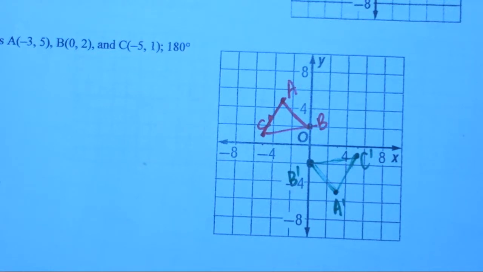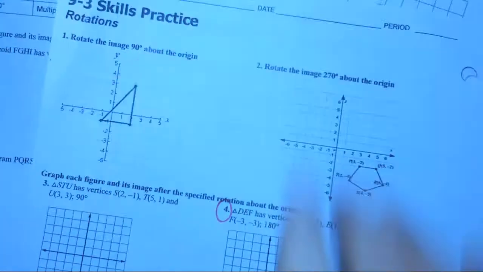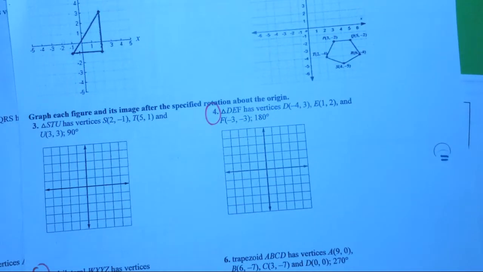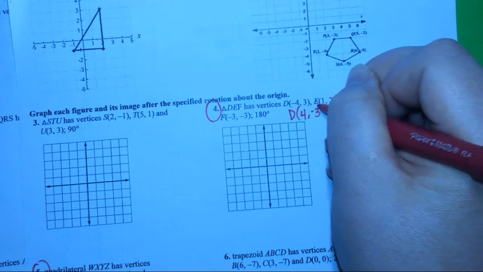Well, Harrison's no dummy. He's already looked at the back. He sees that there are 6 problems he has to do. Number 4 and number 5 both say we're rotating 180 degrees. So if you're looking at the worksheet on the back, 4 and 5 are 180 degrees. So on 4 and 5, you need to change the signs of everything in every coordinate. So for instance, D would be 4, -3. D prime would be.